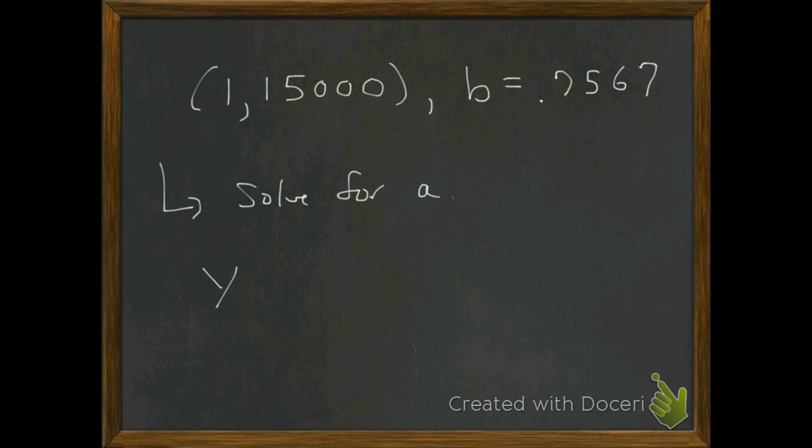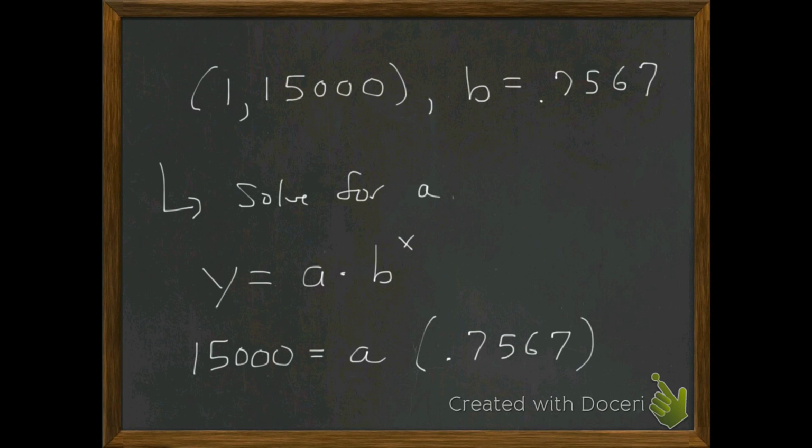So guys, remember I have y equals A times B raised to the x power. So y is 15,000. My A value is unknown. My B value is 0.7567. And my x value is conveniently equal to 1. So guys, all I need to do now is divide both sides by 0.7567. And, you know, if you want, raise to the first power. So this is equal to B.